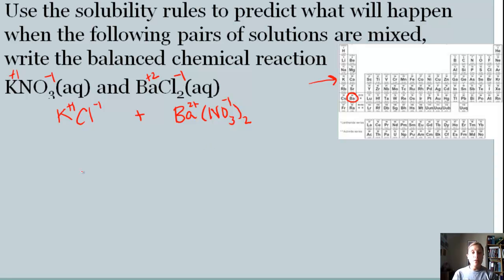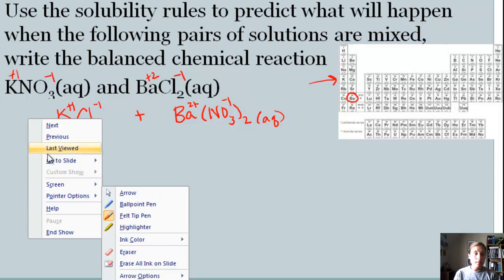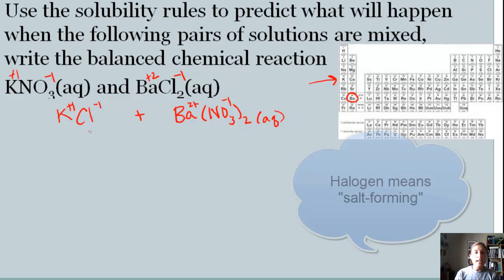Well, if you remember from the solubility rules, it said that all nitrates were soluble. And so that's going to make this compound aqueous. Okay, I believe it was the first rule that said all common salts with group 1 were soluble. Well, because chlorine is a halogen, that's considered a salt. Potassium is in group 1, and so that's going to make this compound aqueous as well.